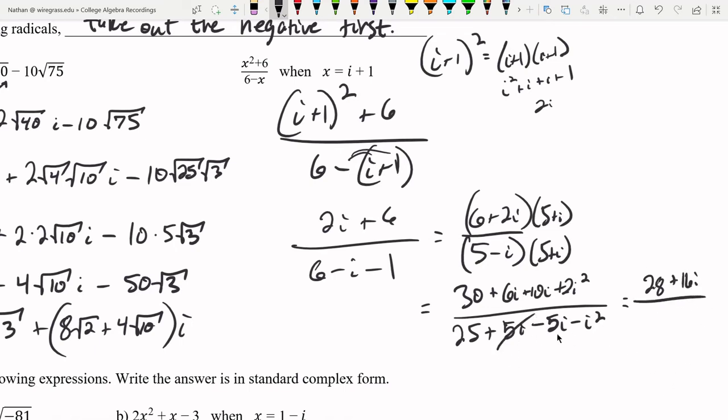6 plus 10 is 16. On the bottom, the i's cancel. This is the same thing as negative 1, so negative of negative 1 is positive 1. 25 plus 1 is 26. I can simplify everything by 2, and that's it.